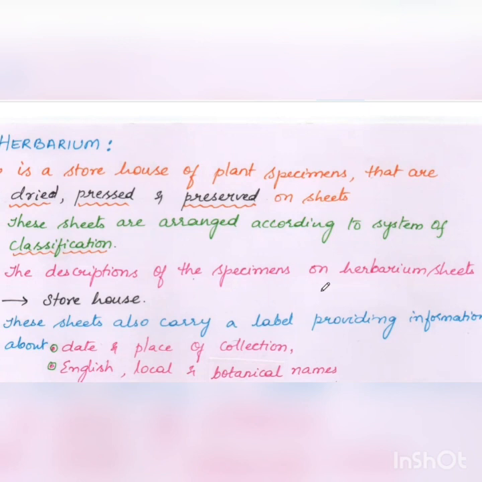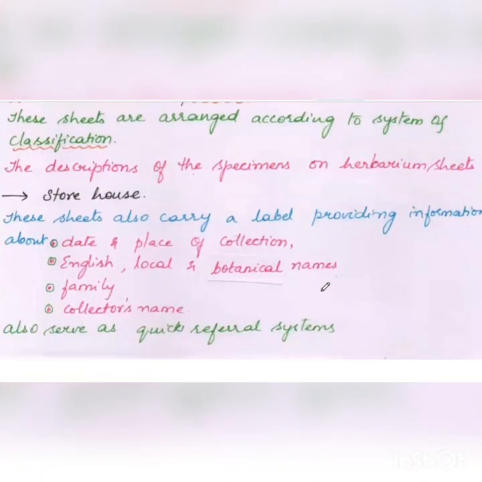Exactly on the right bottom corner, they would have written the name of the collector, that is the person who collected it, the place of collecting, that is the place from where it is collected, the genus name, the species name, and the other taxonomical categories are also written in it. Do not forget. And also the similar characters are written in it. See, the description of the specimens on the herbarium sheets, I told you, it's already written.